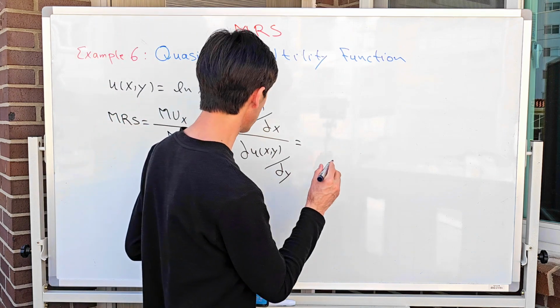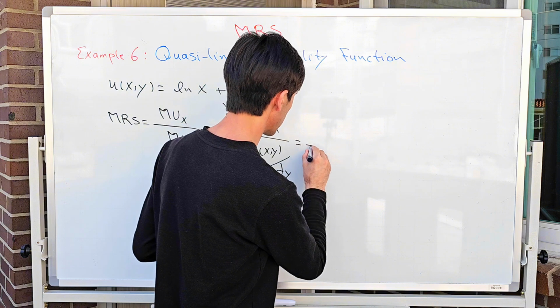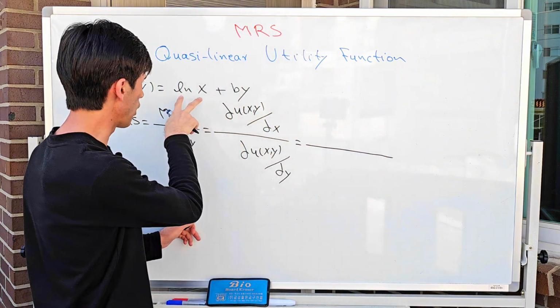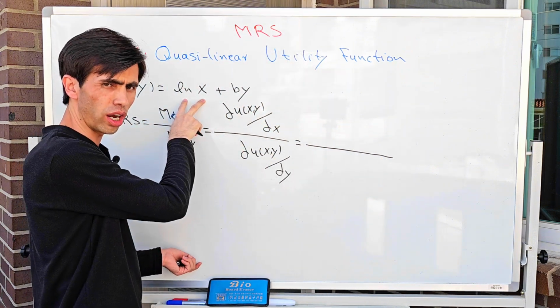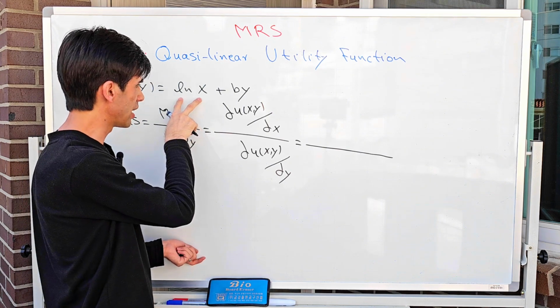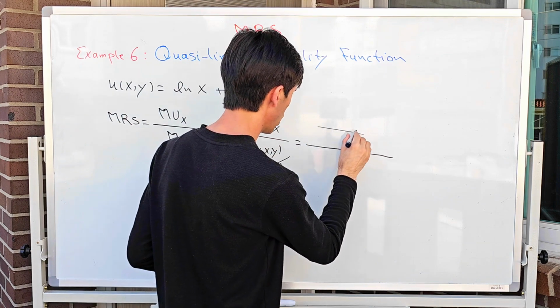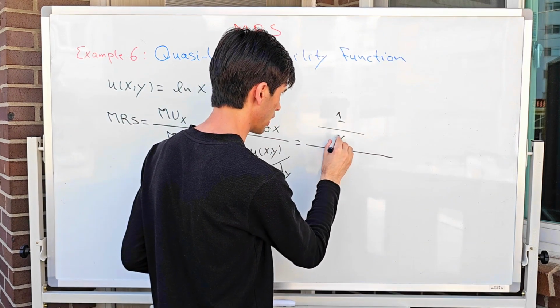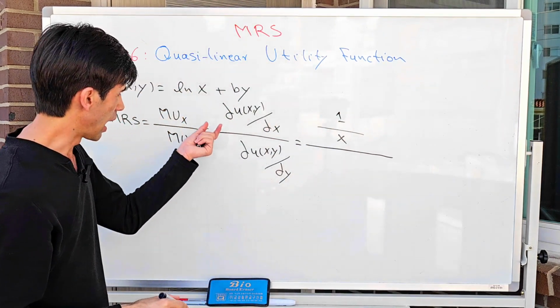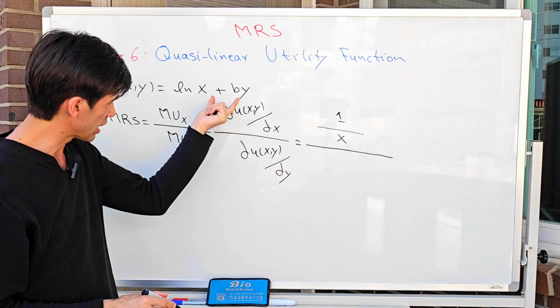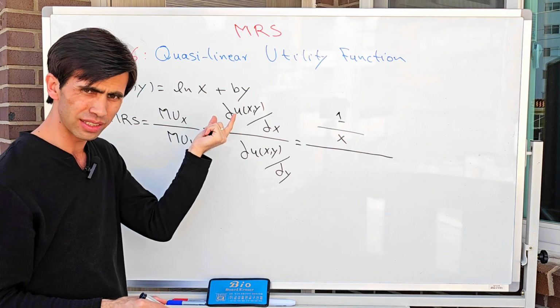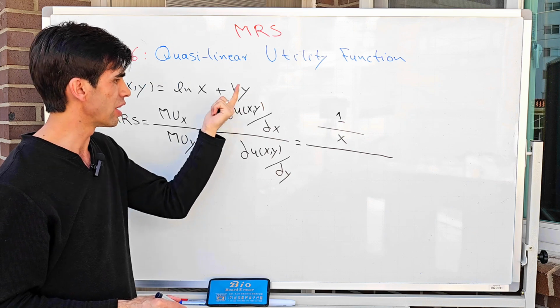So the partial derivative of the utility function with respect to x, as we know, our x term is in logarithmic form. So the partial derivative of ln of x will be equal to 1 divided by x. And the partial derivative of this part with respect to x, as we don't have any x here, will be equal to 0.